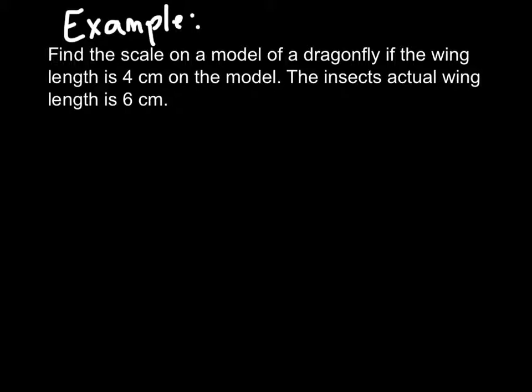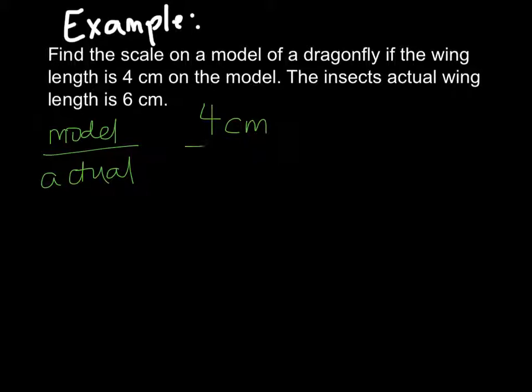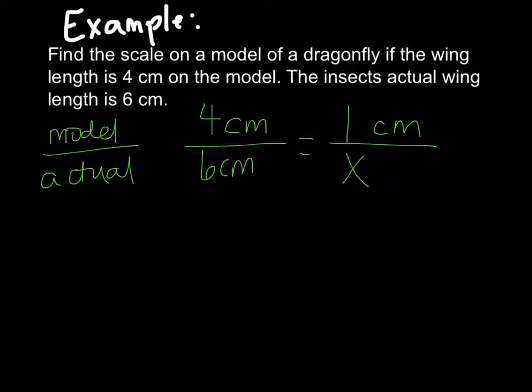So find the scale on a model of a dragonfly. If the wing length is 4 centimeters on the model, the insect's actual wing length is 6 centimeters. And so if you remember, our scale is always going to be the model over the actual. So we're going to say, okay, on the model, the wing is 4 centimeters, but it's actually 6 centimeters. And we want our scale to tell us that 1 centimeter on the drawing is how many centimeters on the actual object. And to solve this, we're going to solve our proportion.